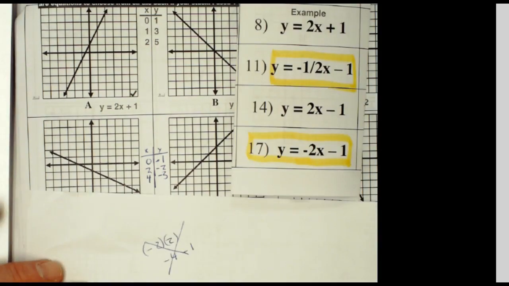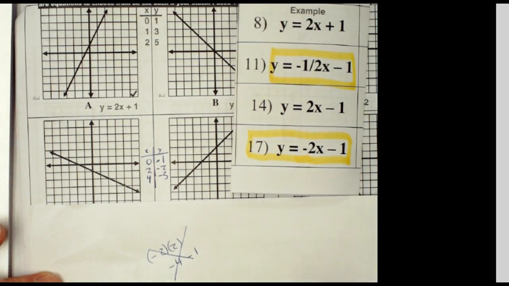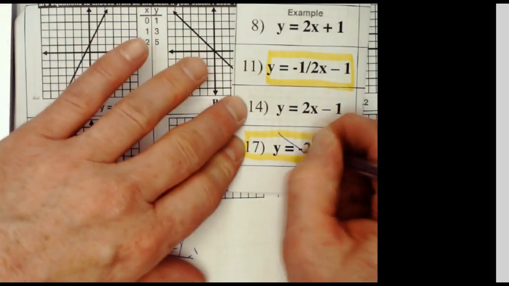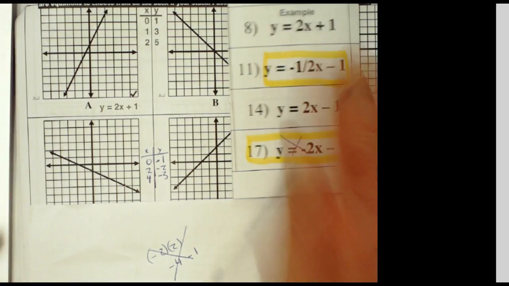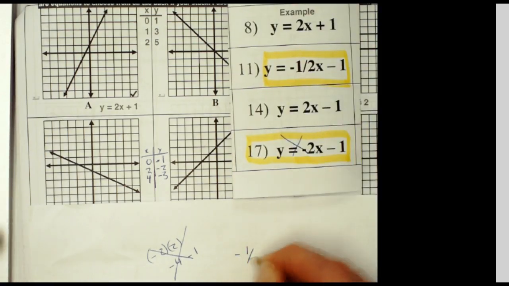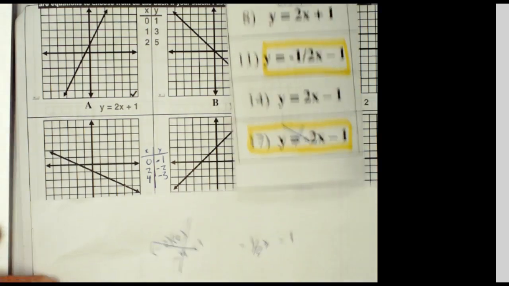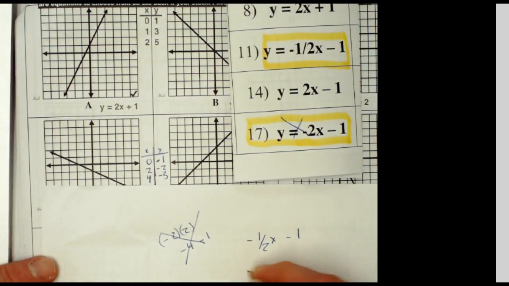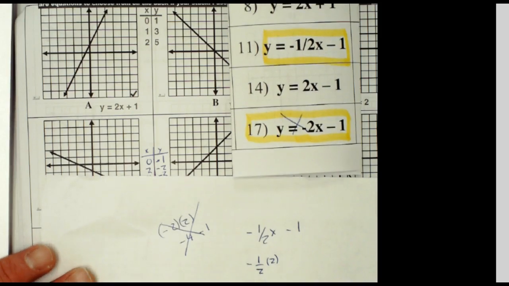All right? So let's try this other one here. Cross this guy off. Let's try negative 1/2 x minus 1. So let's put 2 in there. So negative 1/2 of 2. Well, what's 1/2 of 2? 1/2 of 2 is 1. So this would be 1, and it's going to be negative. And then I have to subtract 1. Well, that's going to be negative 2. And that's what it's supposed to be.